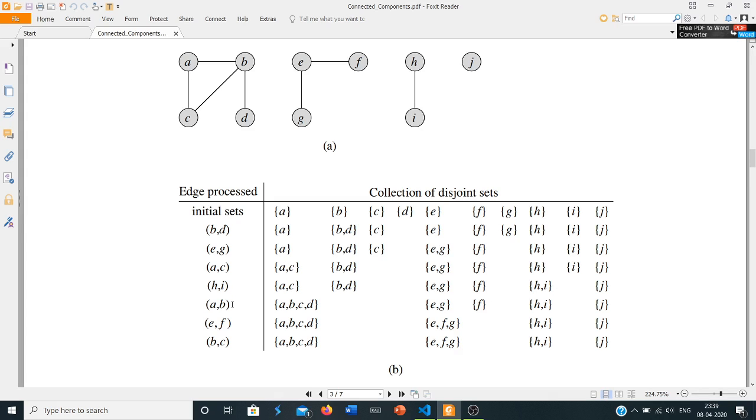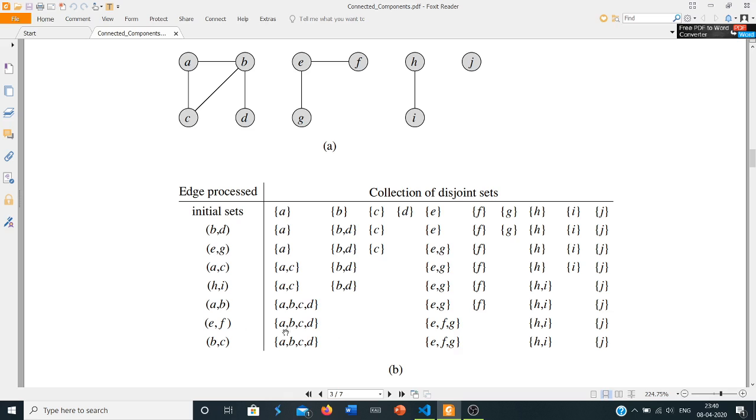Now, this is where things get interesting. We are now going to traverse the edge A, B. Now, A is a part of the set AC, B is a part of the set BD. Since we are traversing A, B, we are simply going to merge them together, thereby giving us a single set which is ABCD. The remaining sets are unchanged.